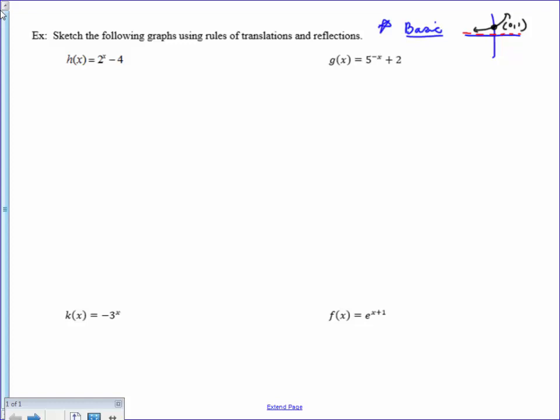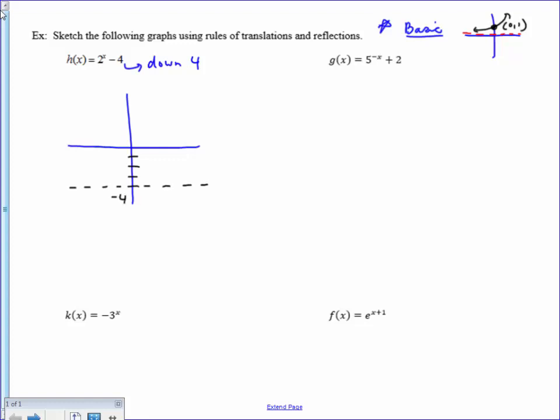Each one of these are exponential functions, and so they will follow that shape, except for any kind of reflections or translations that happen. For this first example, we see that there's a -4. The -4 occurs outside the function, so that means that we're going to go down 4 units. So what I would do is take my basic shape, and what I would translate down 4 units would actually be the horizontal asymptote. So I go down 1, 2, 3, 4, and then create a dotted line going through -4.